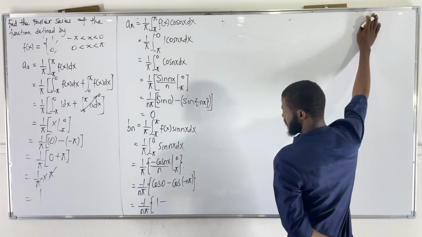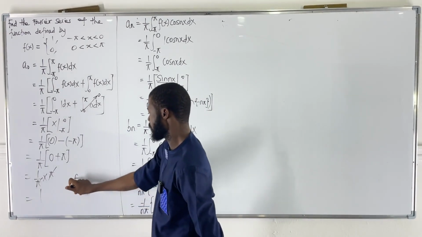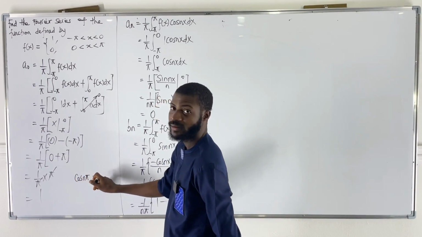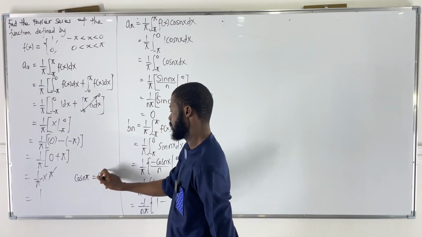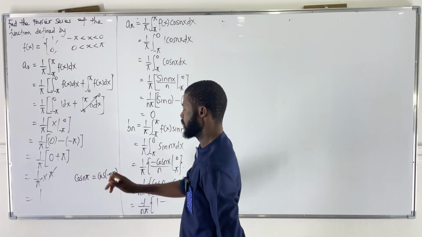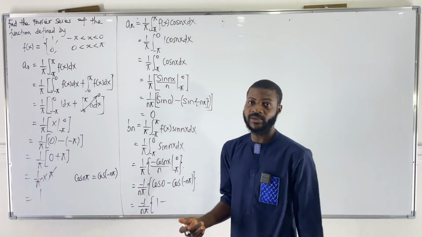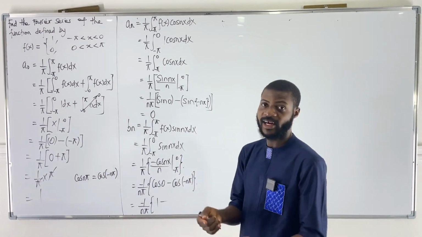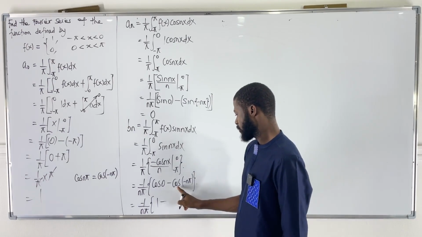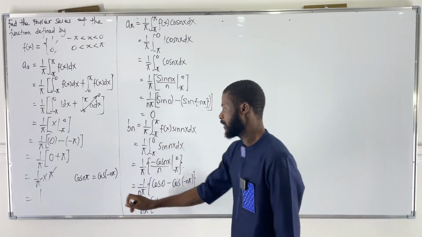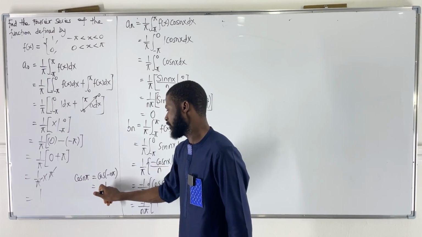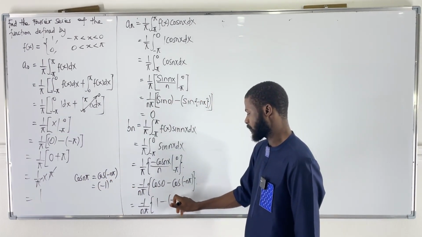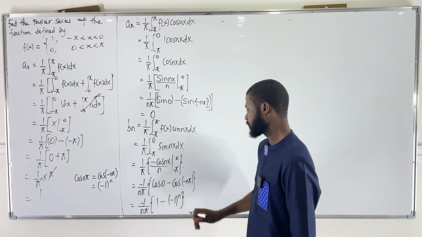So cos of n pi has the same value as cos of minus n pi. This is because cosine is an even function, so a negative input is the same as a positive input of the same value. Okay, so cosine of minus n pi is equal to minus 1 to the power of n. That's the special value for that.